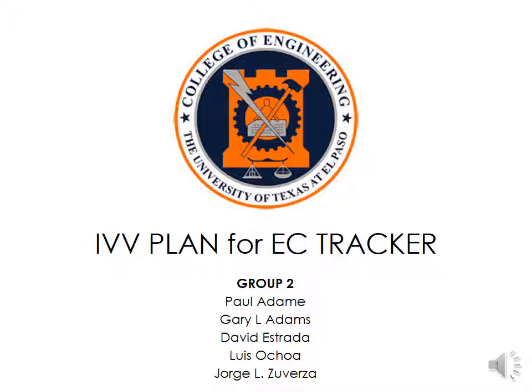The following presentation documents the IVV plan for the EC Tracker, which is a web application that's being developed by the University of Texas at El Paso's Enterprise Computing Department. This presentation will be presented by Group 2, which consists of Paul Adame, Gary Adams, David Estrada, Luis Ochoa, and Jorge Zuversa.